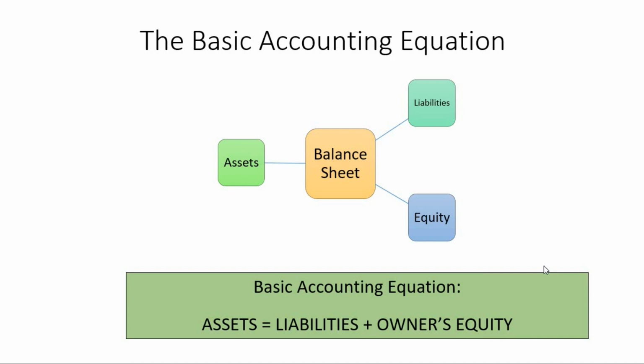Meaning, at all times, assets will always be equal to liabilities plus owner's equity. If your assets do not balance with your liabilities plus owner's equity, it means there is something wrong with what you did. Because at all times, without exception, they should be equal. Okay? So, just to illustrate the basic accounting equation, let us try these problems.